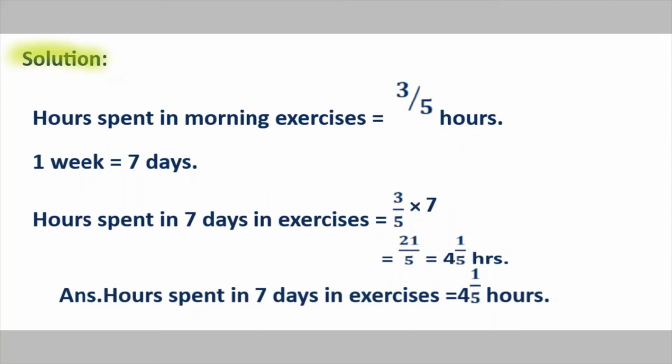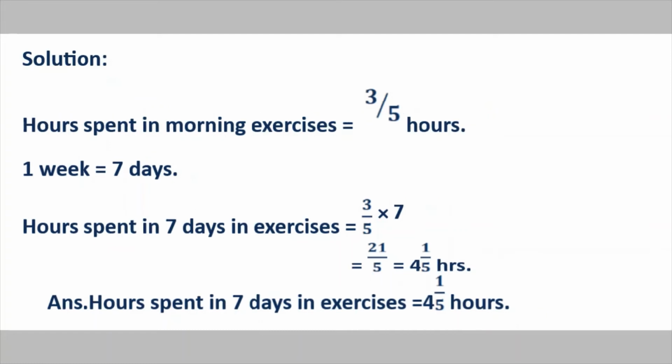Solution. We will solve. Hours spent in morning exercises is 3 by 5 hours. These are the hours spent by Neha every day for morning exercises. Now we have to calculate in 1 week how many hours she does exercise. So we write 1 week equals 7 days. This will be the second statement. And then finally we have to calculate in 7 days how many hours she spent in exercise.